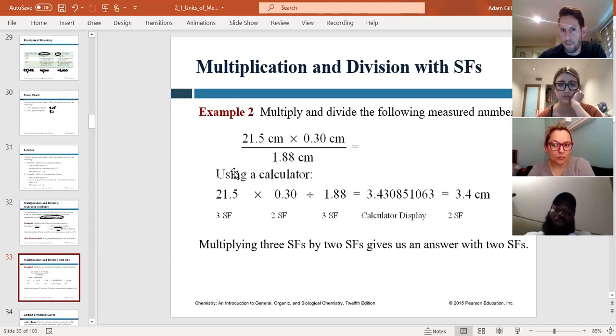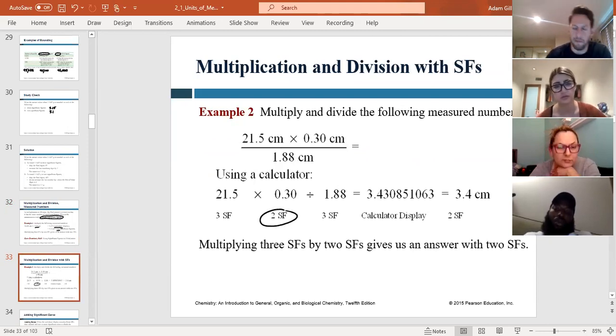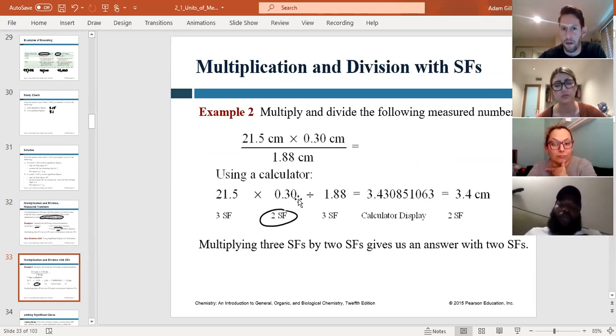Here's another example. You have 21.5 centimeters times 0.30 centimeters divided by 1.88. What's your limiting sig figs? 2, because of the 0.30. So when you do this on a calculator, it's going to spit out 3.4308511063. We don't care about all that. We want to round it to 2 sig figs, so 3.4. The take-home message is that whenever you're doing an equation, make sure your final answer has the same number of sig figs as your lowest sig fig number.